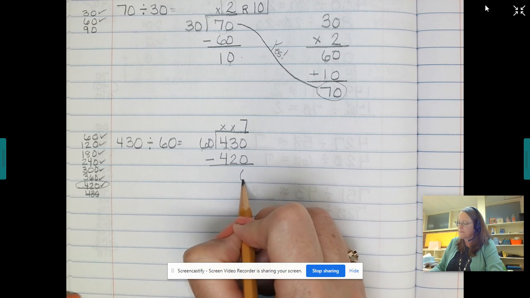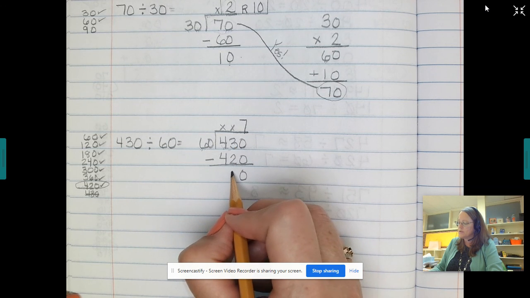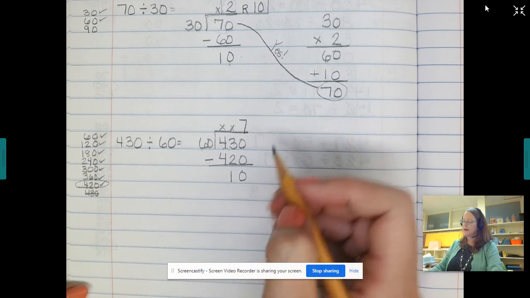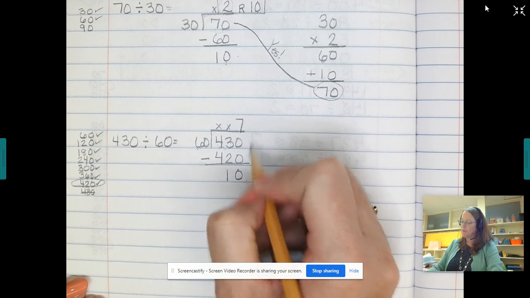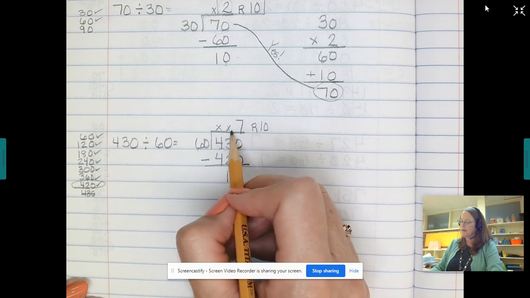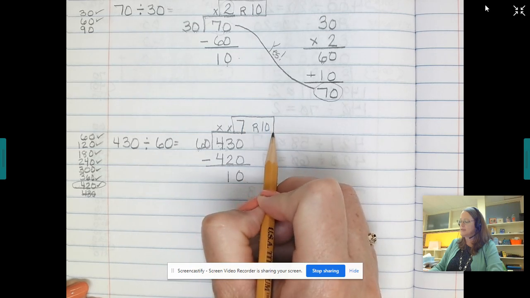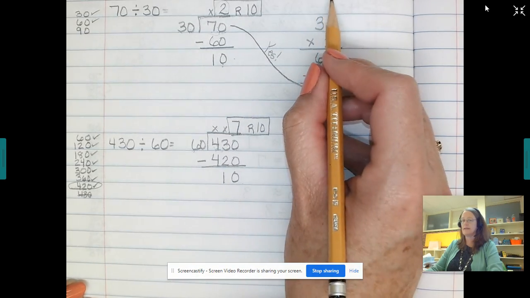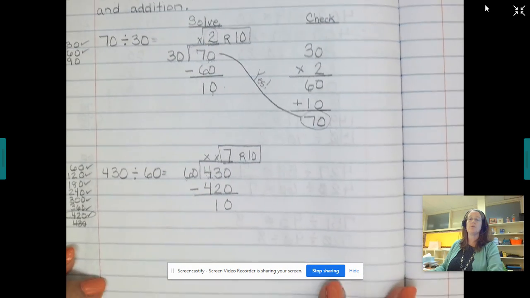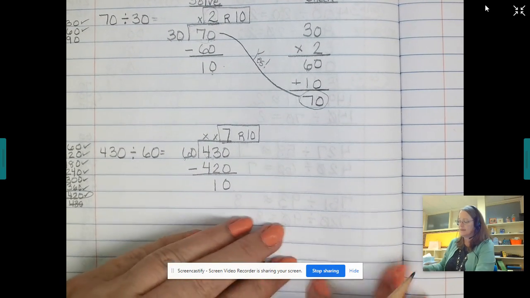Subtract. 3 minus 2 is 1. There's nothing left to bring down, but I have a remainder. I'm going to go ahead and put remainder 10. I'm going to say that's my answer, but I need to check it. I need to come over to my check column, and I need to check it with multiplication and addition.